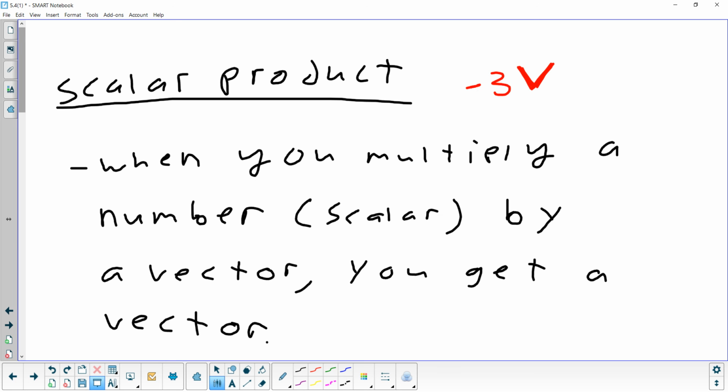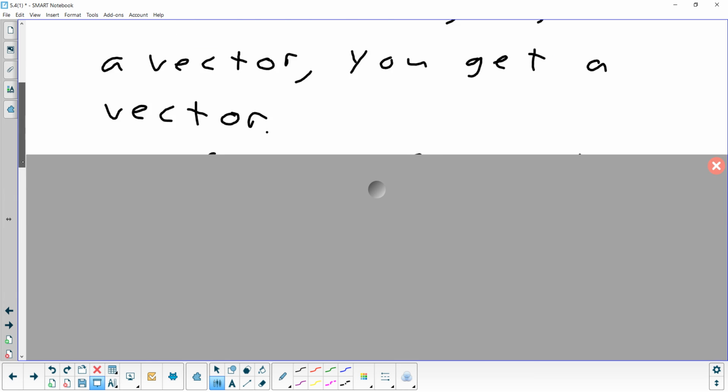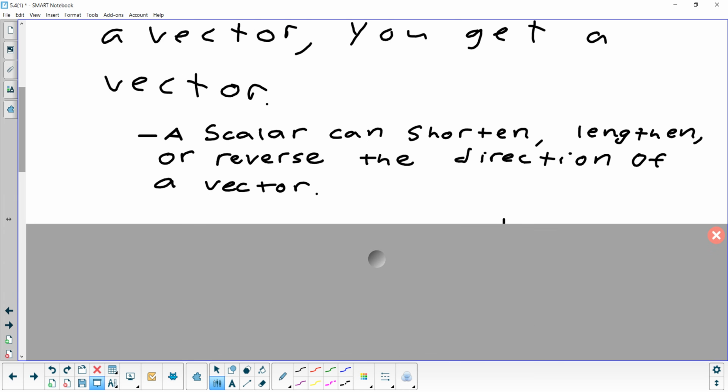But what do you think would happen if I did that? Two things would happen. Yeah? It would get bigger, but it would also flip. Yeah, so what would happen is it would get 3 times as long, and it would flip around 180 degrees and point the other way. This is the only way you can change the direction with a scalar, if you use a negative. So a scalar can do 3 things. It can shorten the vector if you multiply it by a number between 0 and 1. It can lengthen the vector if you multiply it by a number bigger than 1. Or it can reverse the direction if you multiply by a negative.